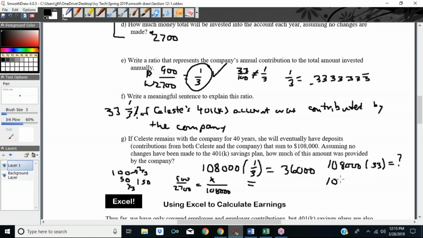So if you take 108,000 and you multiply by, I don't know, let's give it 6 3s, see if that gets you 36,000. Does that get us 36,000 with 6 3s there? Not quite. Okay. So that's why we have to use the 1/3 or divide by 3. All right.